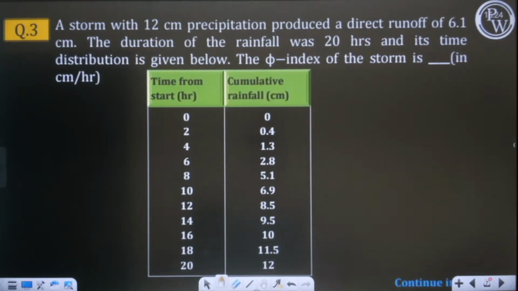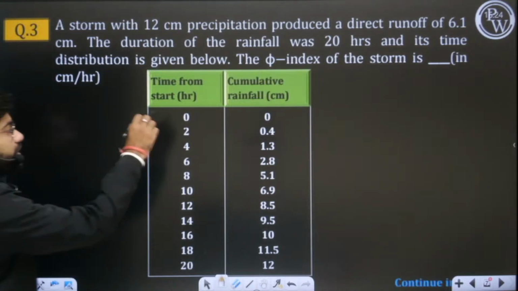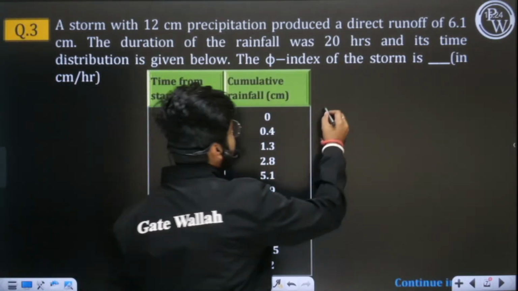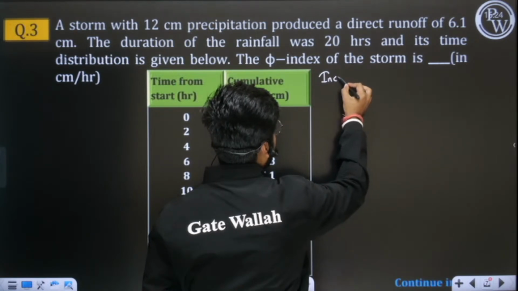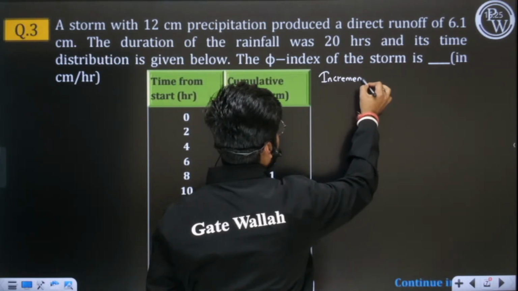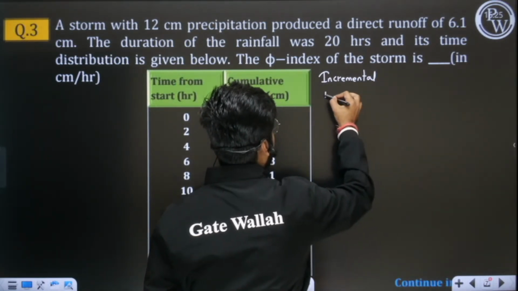Okay, so this is your cumulative rainfall. We want to find the phi index of the storm. So this is a question based on phi index. Phi index is also a very important topic from the GATE point of view. See, in this question, first you need to understand that you are given cumulative rainfall, so you have to find incremental rainfall first. After that we'll see how to find phi index.